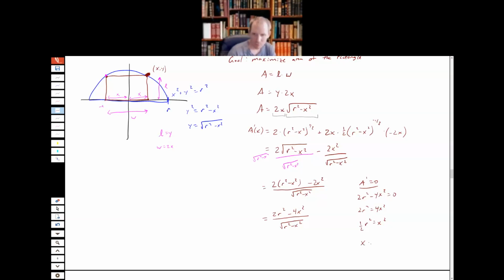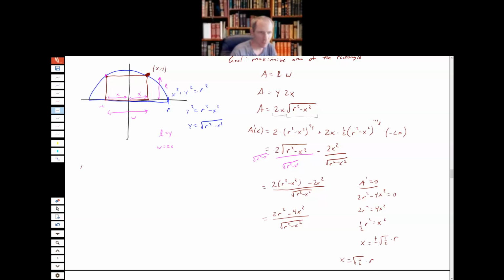So when we square root, I will get a positive minus root of 1/2 times r, but I don't want the negative one because I don't want to worry about x being negative. It's kind of all the same. That would just be a point over here, but we're just going to use x equals positive square root of 1/2 times r.